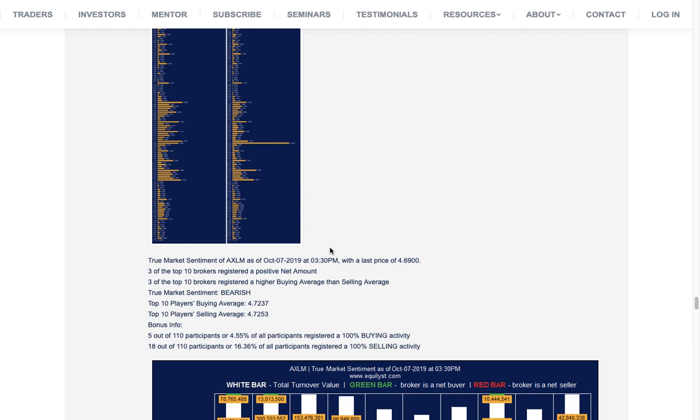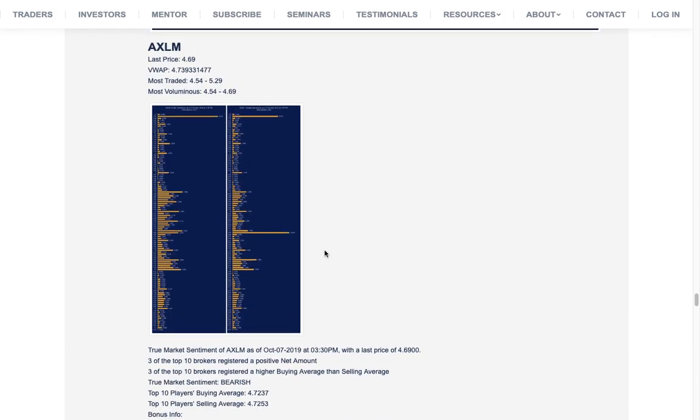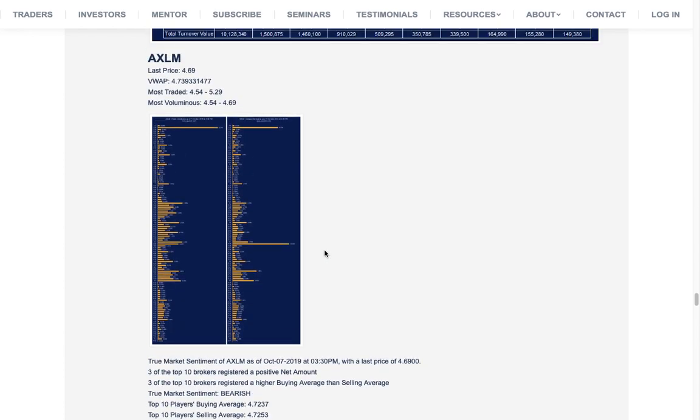Although there's still hope for AXLM because we saw a slight recovery in price toward the end of trading today. There's still hope for the price to move above 5.0 on Tuesday.